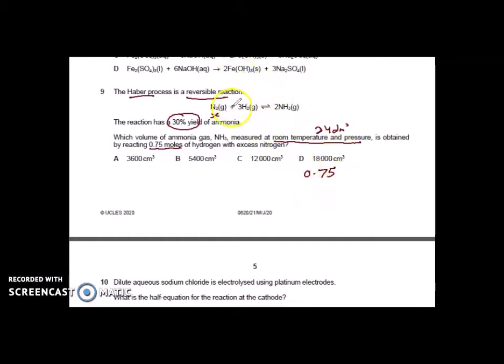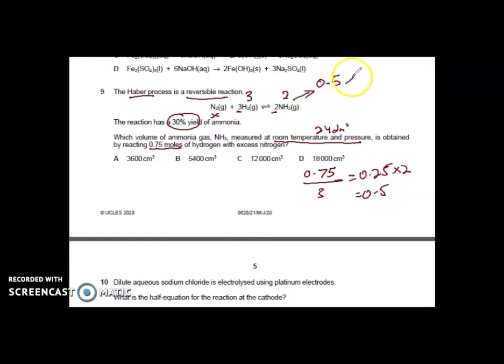If you notice here, the ratio is 3 and here it is 2. So we have to get the ratio of the moles for ammonia. We divide by 3 and we get 0.25, and then we multiply by 2 to get the mole of ammonia. So you'll be getting 0.5. So the mole related to ammonia is 0.5.